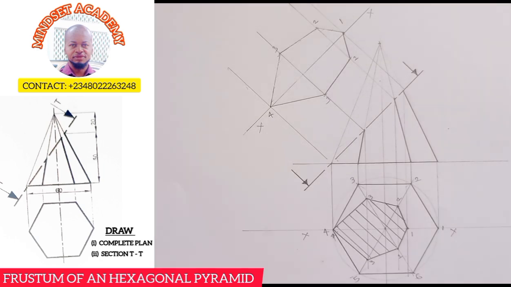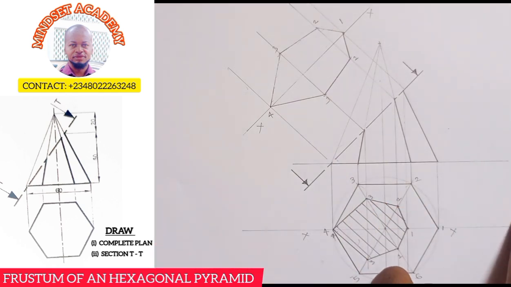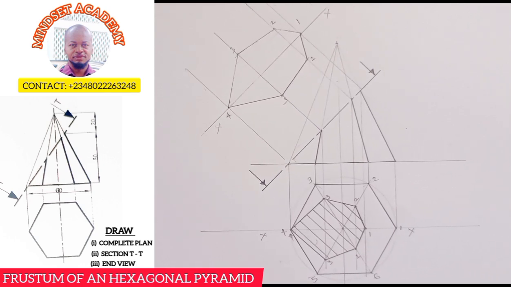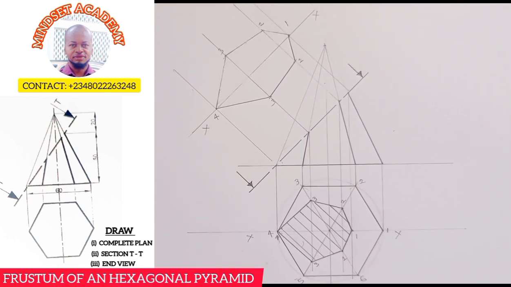In most cases, they might tell us after we've drawn the complete plan and the section TT, they are also supposed to draw the end view, where you're looking at it from this side. What are you going to see? So it's as simple as this. Let me move this to this side, so we'll have a clearer view of what we are trying to do.